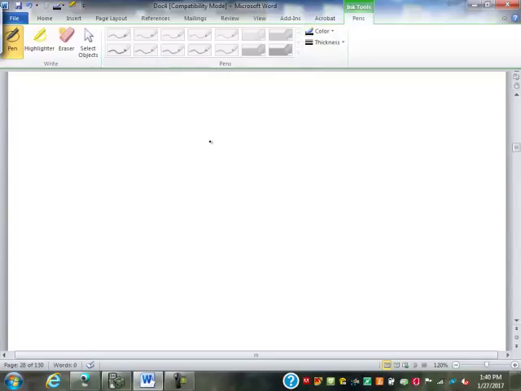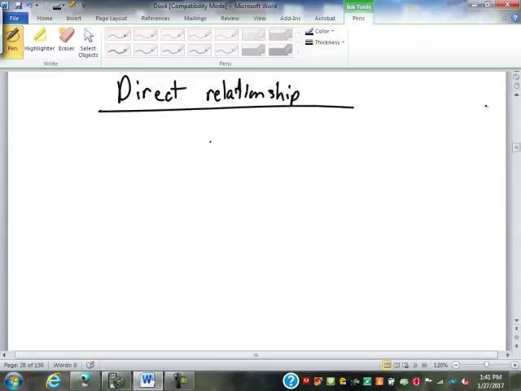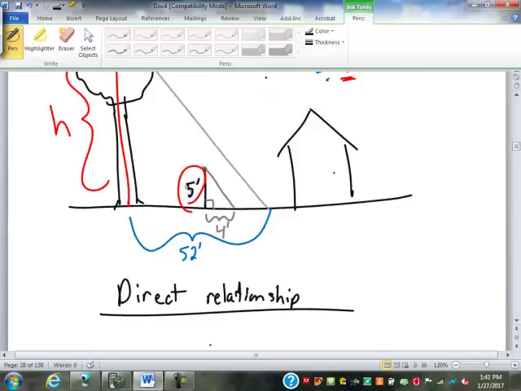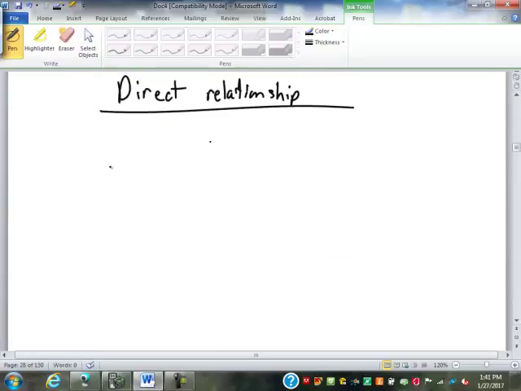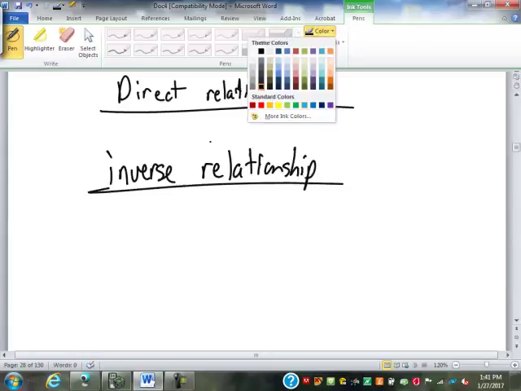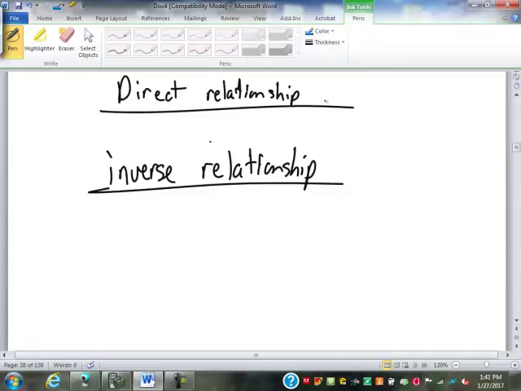So anyway, what we've been talking about here is what we call a direct proportion or direct relationship. When one number gets larger, the other number gets larger. Like here, if the object gets taller, the shadow gets longer. That's a direct relationship. There are inverse relationships out there. In an inverse relationship, there's one of two ways to look at it. In an inverse relationship, when one number gets bigger, the other one has to get smaller.